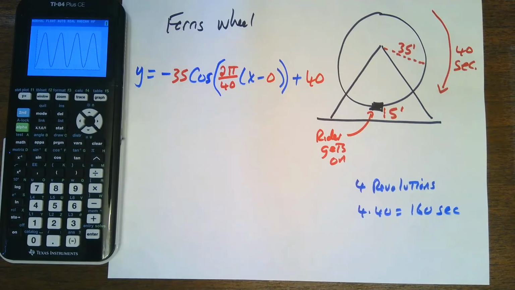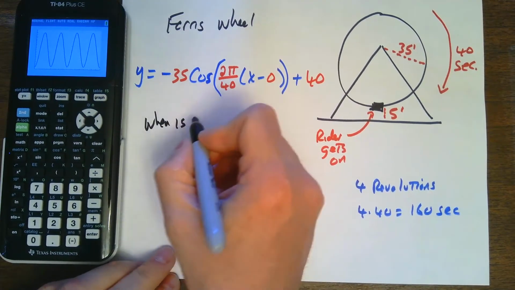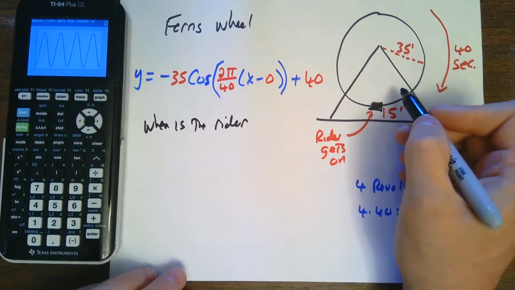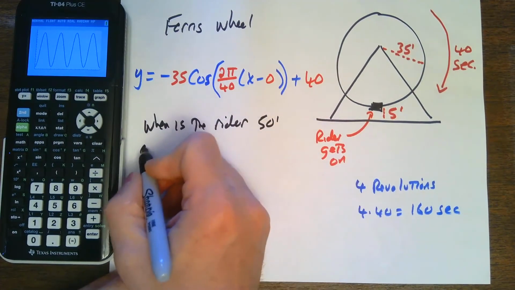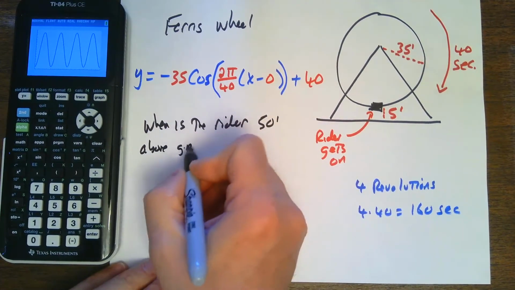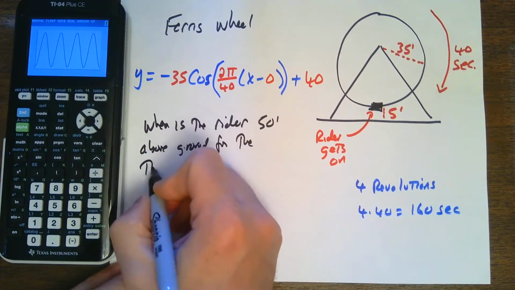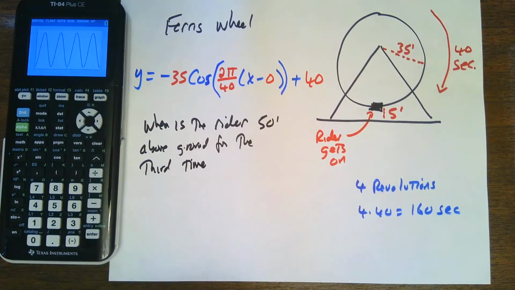So now we've got the model. We can answer all sorts of questions. For example, when is the rider, let's see, I'm going to just pick some random number here, 50 feet above the ground for the 3rd time? When is the rider 50 feet above the ground for the 3rd time?